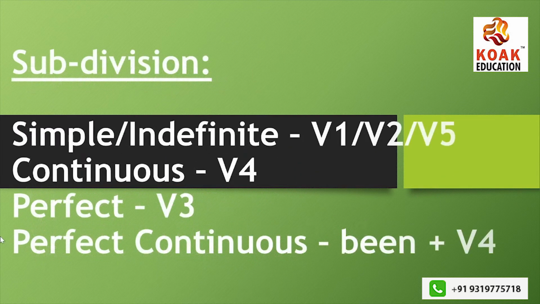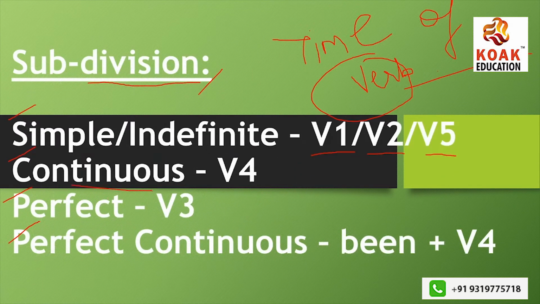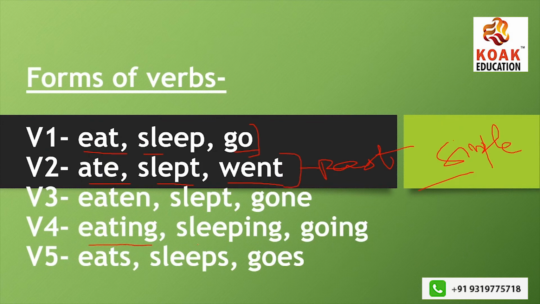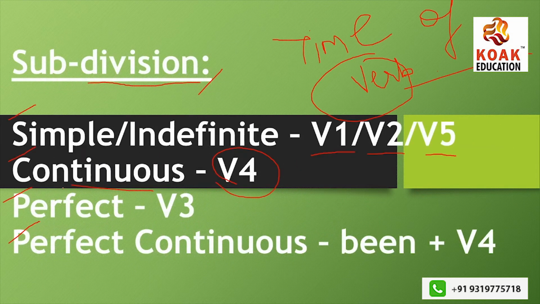Now, if I talk about continuous tense, I am using fourth form of verb. Fourth form of verb means ing form of verb. And if you have to show continuity, you have to use ing form. I am running, I am sleeping, he is eating, they are going. You have to use ing. So for continuous tenses or sentences or statements, you will be using fourth form of verb.